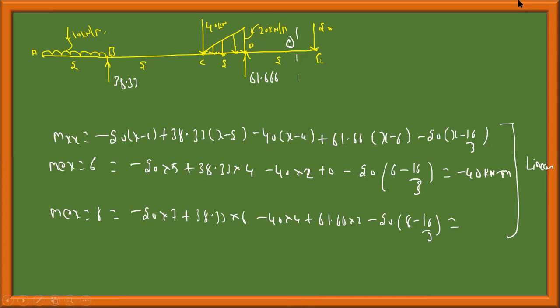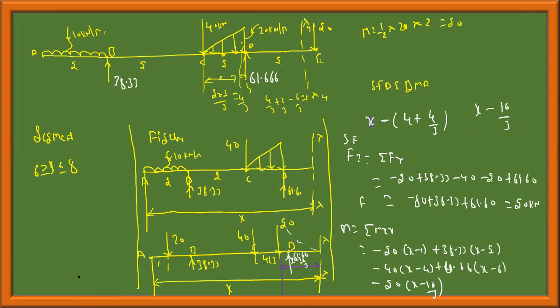Are you getting it as 0? Minus 140 plus 38.36 minus 160. 0, sir. 0. Therefore, shear force diagram is constant 20 kilonewton. This is constant 20 kilonewton.